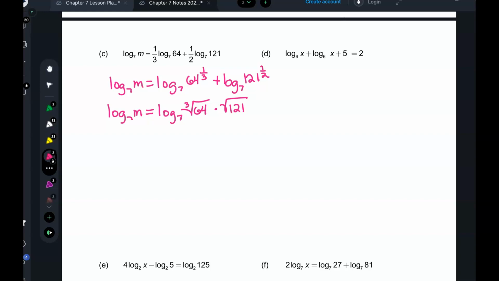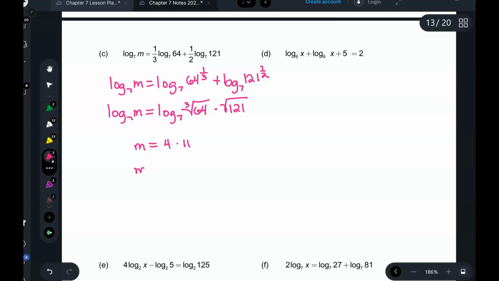Can we leave it like that? Can we cancel the logarithms now? Yeah, because now I have one of each. So m equals, well, what's the cube root of 64? 4. Times 11, so m equals 44. Good.